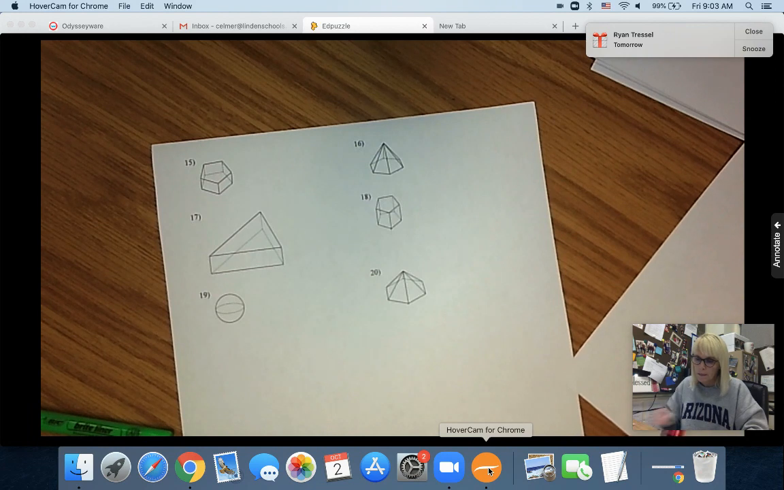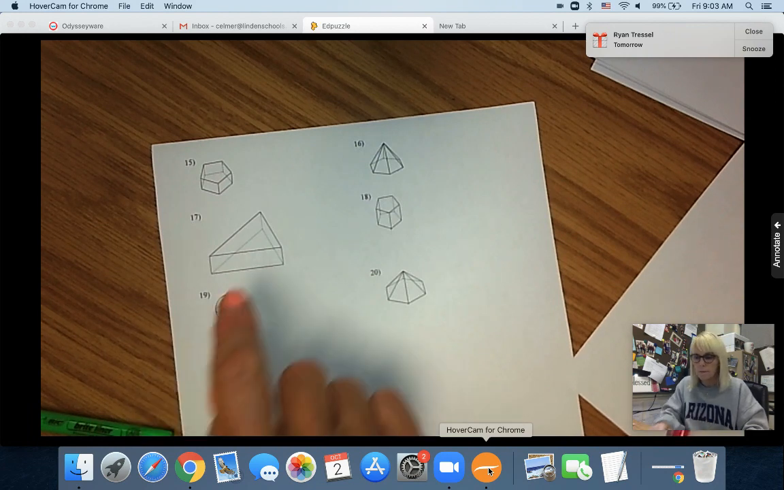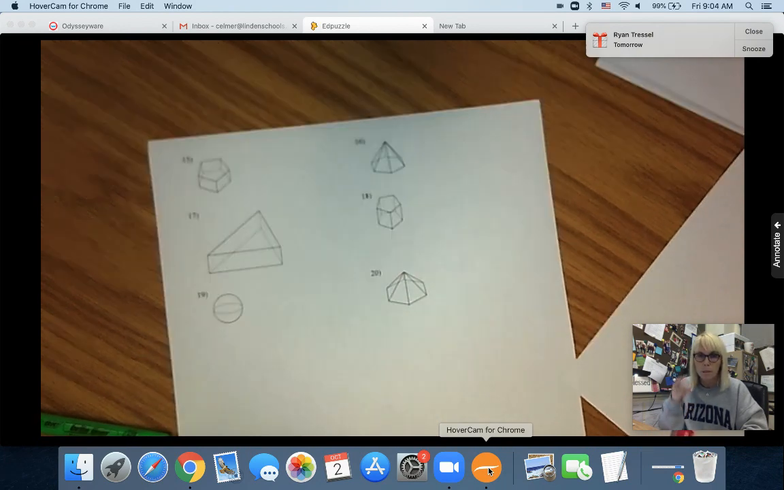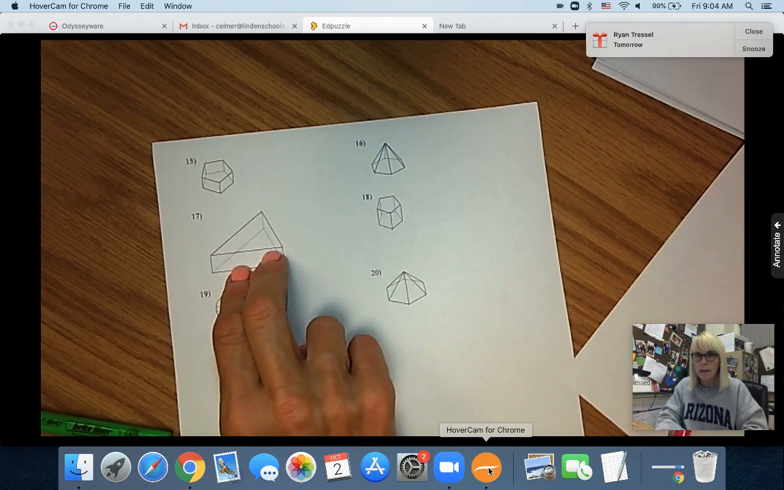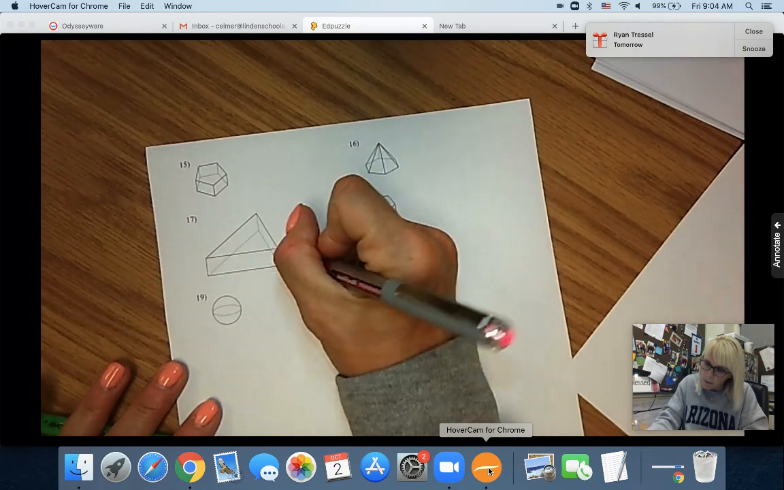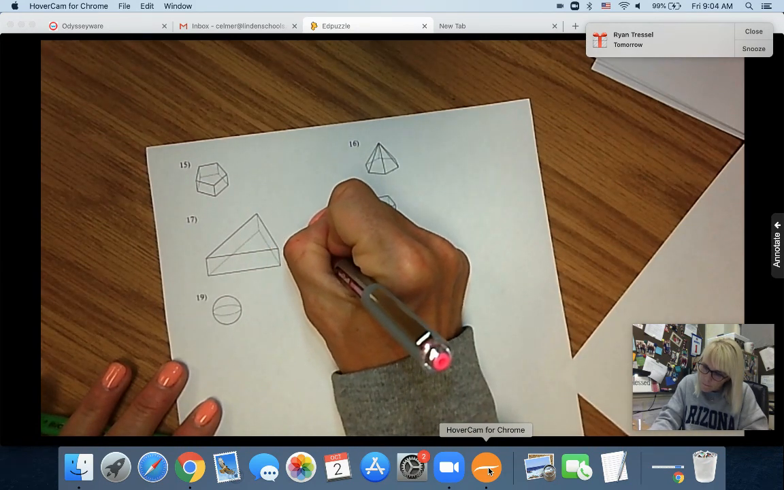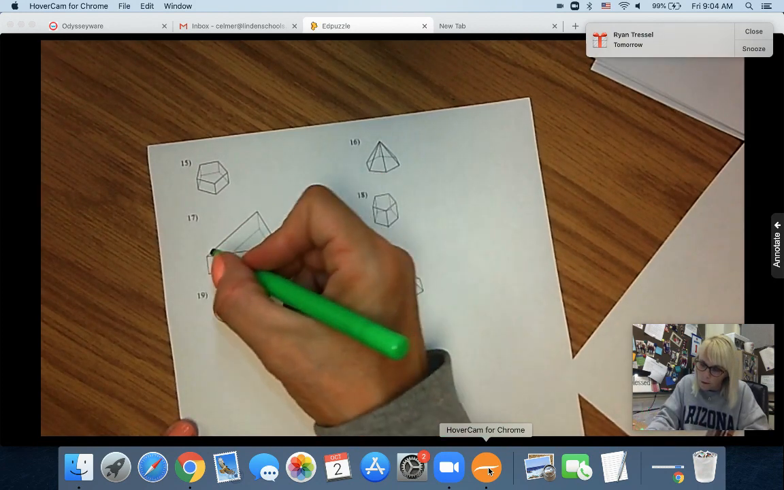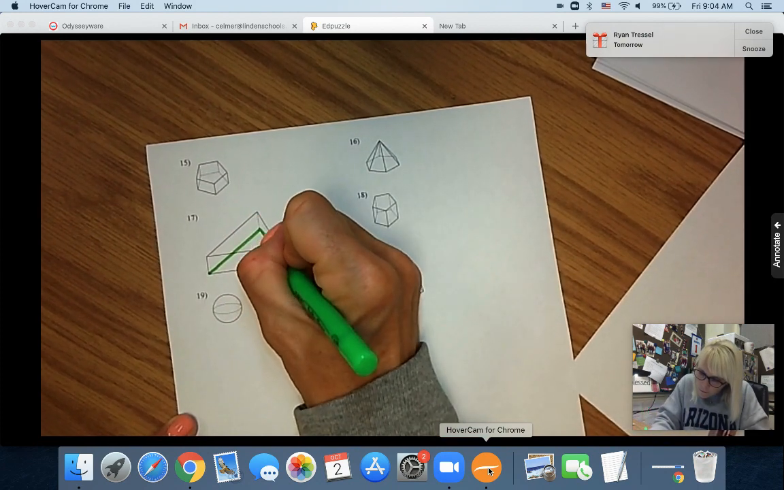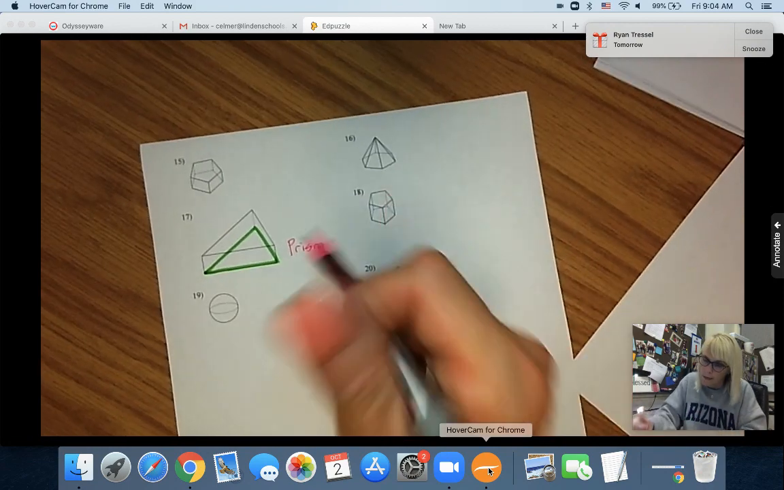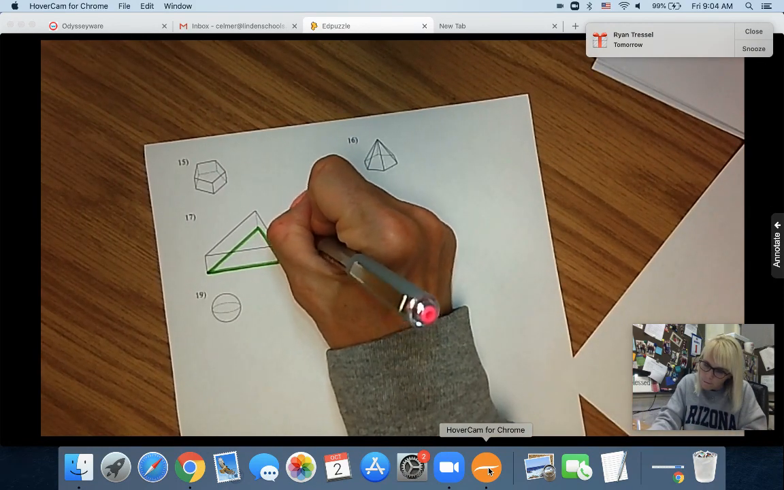Okay, coming back, the first thing you have to ask yourself is, are all of these faces polygons? The answer is yes to that, which makes it either a prism or a pyramid. This is not how we picture pyramids because it doesn't come to a point. So this is going to be a prism. And then we have to figure out what shape we have two of. And we have two triangles. Okay, so this is a triangular prism.